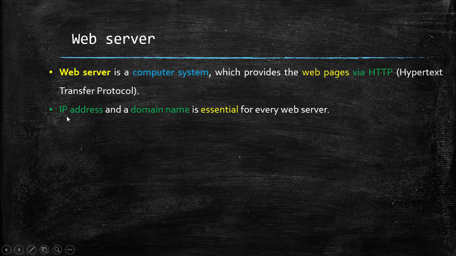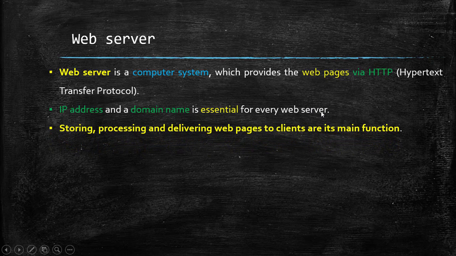IP addresses and domain names are essential for every web server. With the help of an IP address or a domain name, we can identify and differentiate one web server from another. If we want to know the main functions that a web server does, we can define it as storing, processing and delivering web pages to the client.